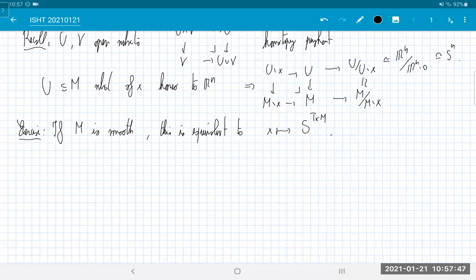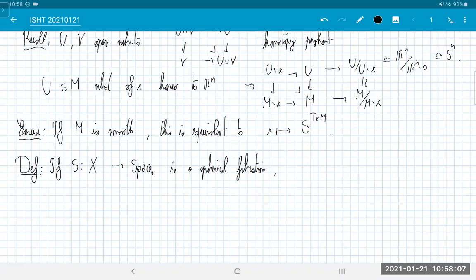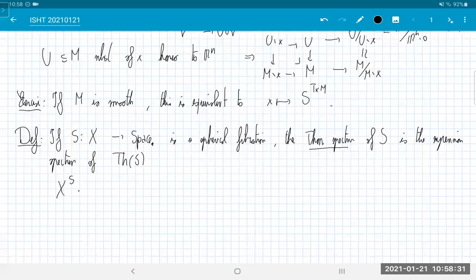Okay, so now let me define the main subject of today, which is: if S from X to Sp-star is a spherical fibration of whichever rank, the Thom spectrum of S is just the suspension spectrum, sigma infinity, of Thom S. So I'm going to write it as X to the S. And when S comes from a vector bundle, I'm going to call it X to the V.